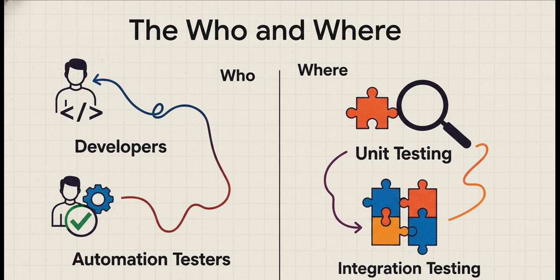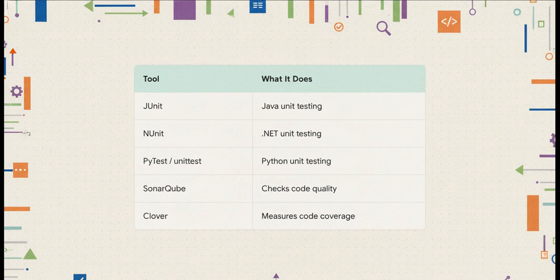And here's the key: it happens early. It's a huge part of unit testing where you're just checking the tiny individual Lego bricks, and integration testing where you're making sure all those bricks snap together correctly. And thank goodness they are not doing all of this by hand. There's an entire ecosystem of automated tools to help.